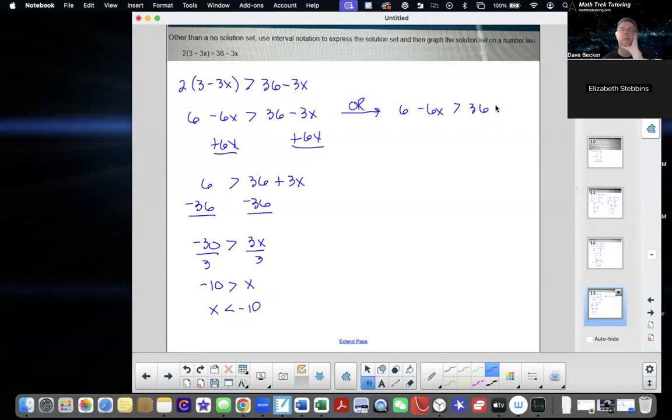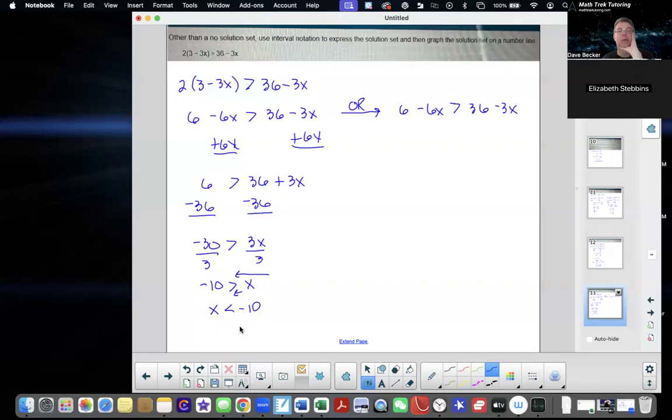Why would you switch the inequality sign? Well, I'm really not switching it. If I was reading from right to left, the x is less than negative 10 going this way. So I just rewrote it, putting the x on the left, and I could read it left to right.